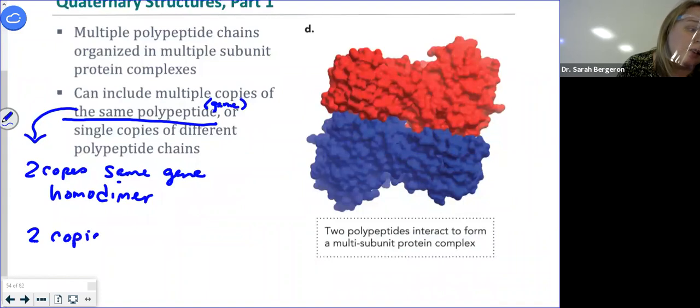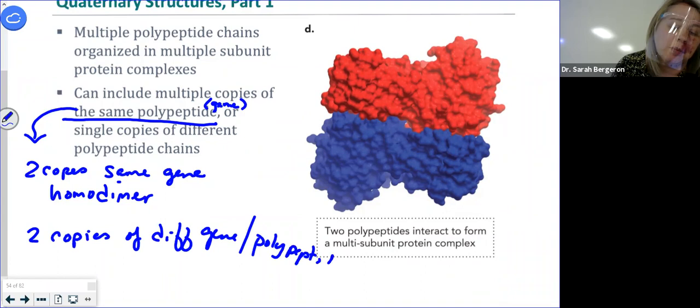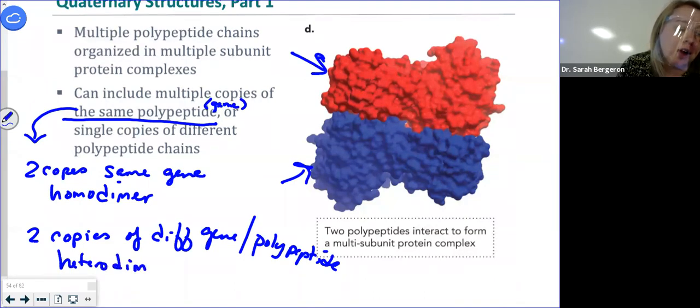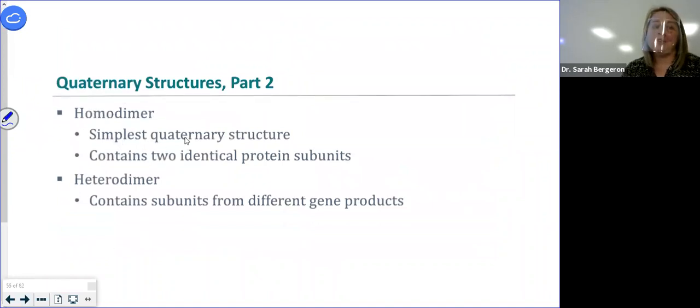What if it is 2 copies of a different gene or polypeptide? However you want to think about that. Right? Like the red one is one polypeptide and the blue one is a different. What do we call that? A heterodimer. So we said homodimer is the simplest quaternary structure, 2 identical subunits that came from the same gene. And then we said heterodimer is subunits from different gene products.